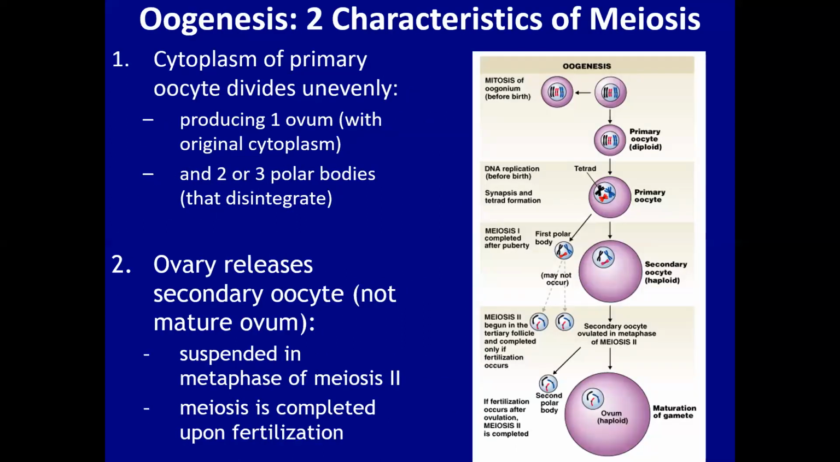So when we think about this process of oogenesis, we know that the cytoplasm divides unevenly, and that is indicated by the production of polar bodies, right? So we have polar bodies that are produced. They just disintegrate. They're not found. They disintegrate within the ovary and in the fallopian tube. The ovary releases that secondary oocyte. It's suspended in metaphase of meiosis II, and then meiosis II will be complete upon fertilization.